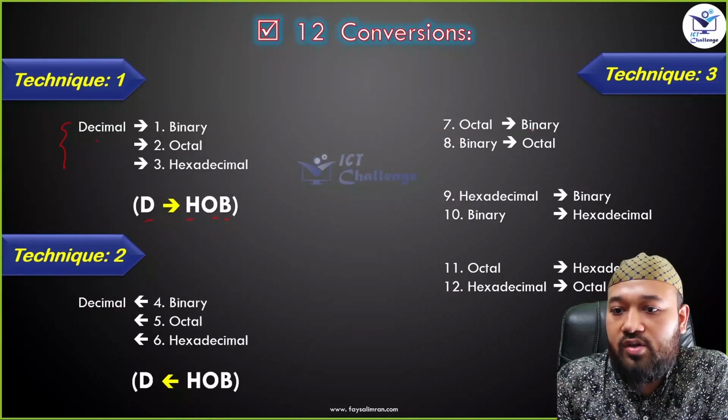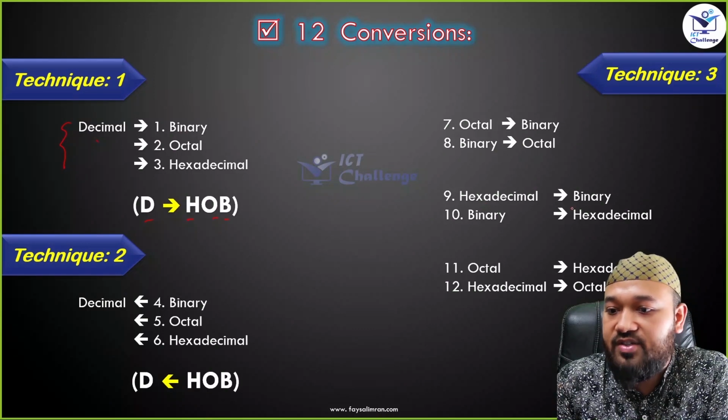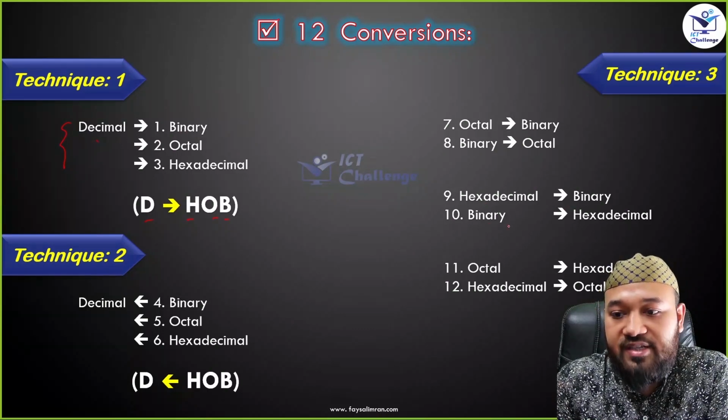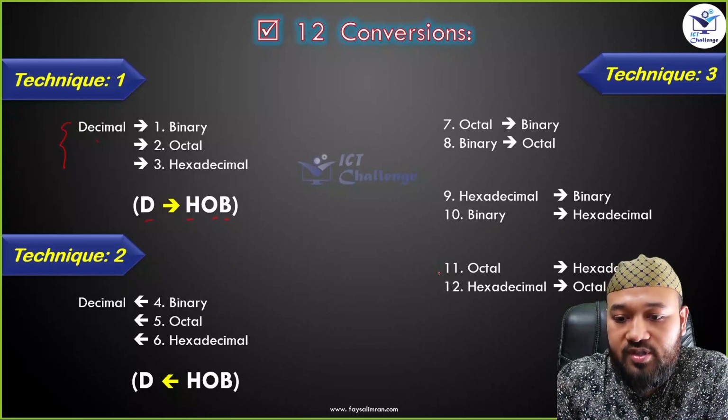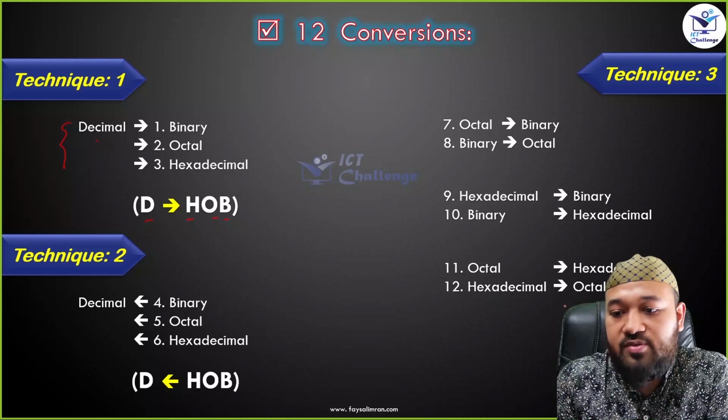Rule number 7 is octal to binary. Rule number 8 is binary to octal. Rule number 9 is hexadecimal to binary. Rule number 10 is binary to hexadecimal. Rule number 11 is octal to hexadecimal. Rule number 12 is hexadecimal to octal.